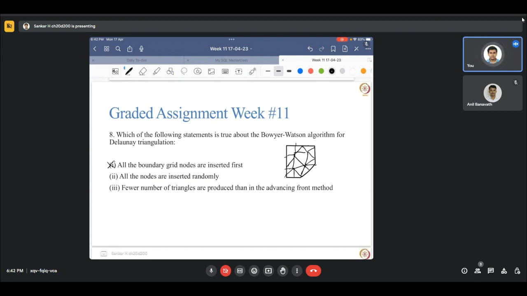And the second one is that any node can be inserted at any time. So all the nodes are inserted randomly. So the second statement is correct. And fewer number of triangles are produced than in the advancing front method. That is also wrong. It depends on the number of grid points that are being used and how the algorithm works out for the triangulation. So here only option 2 is correct, and options 1 and 3 are incorrect.